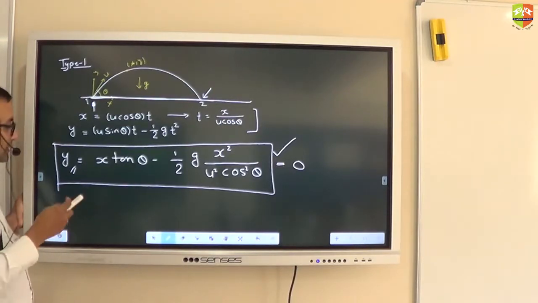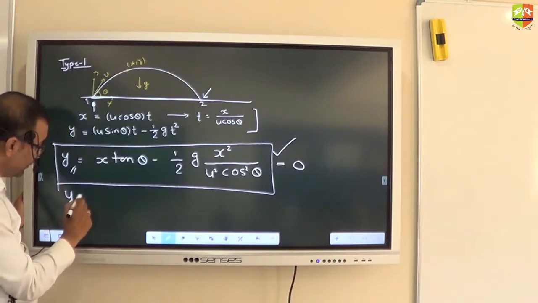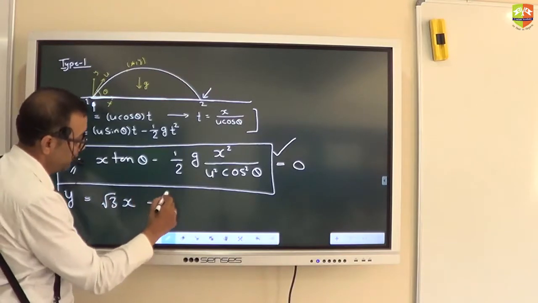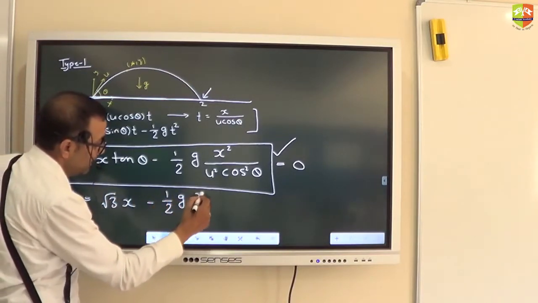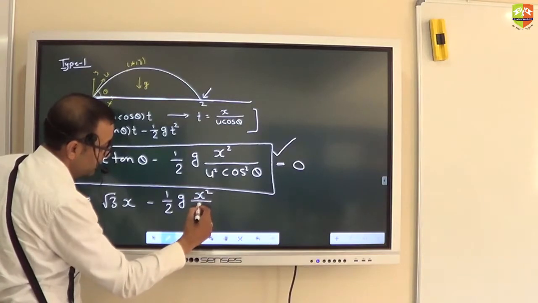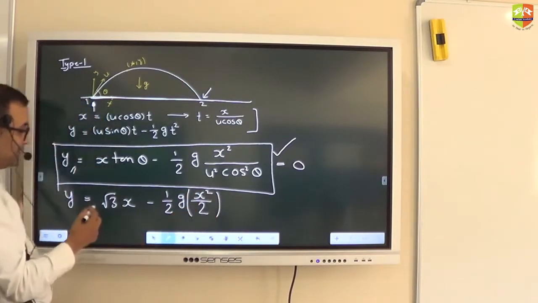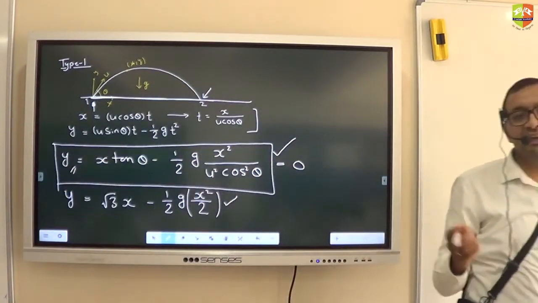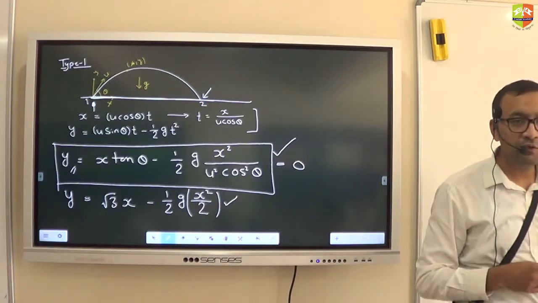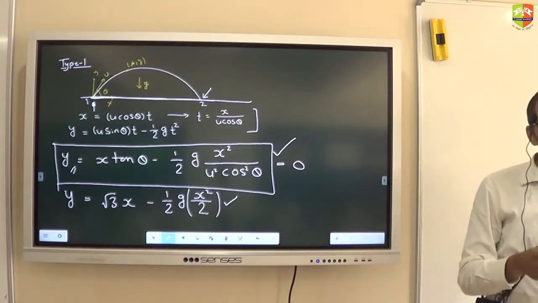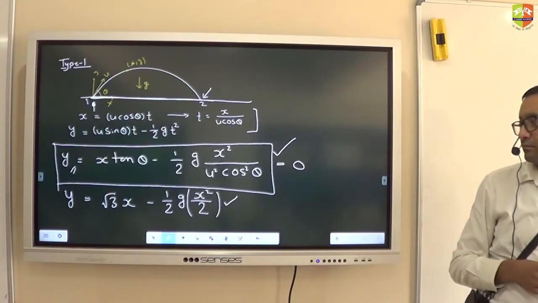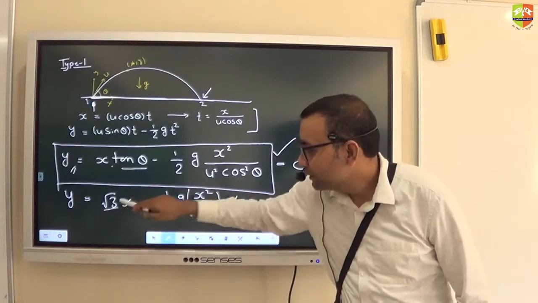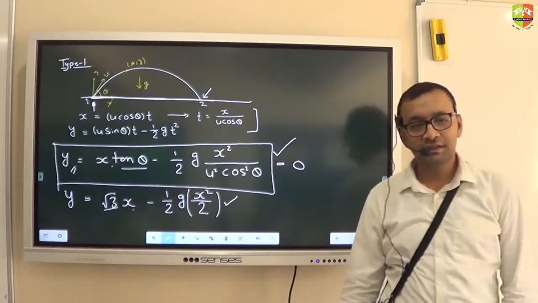No doubts? So there could be a question like this, you know, y is equal to root 3 times x minus half g x square by, let's say, 2. If I say that this is the equation of the projectile and I ask you to find out the initial velocity and angle of projection, can you find out? Try finding it out. You equate the coefficient of x. So tan theta is root 3. So theta is 60 degrees.